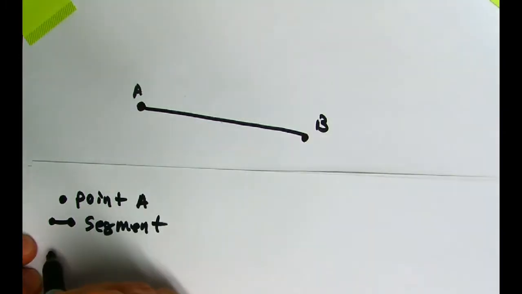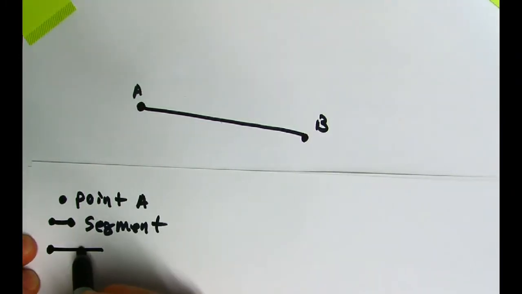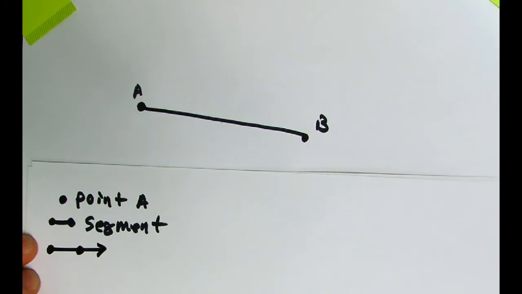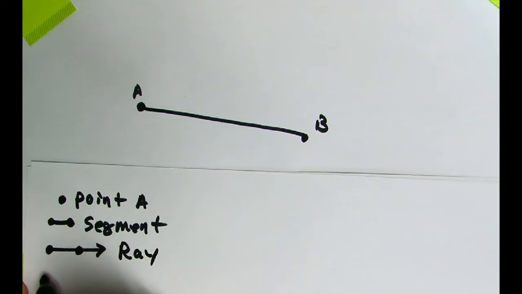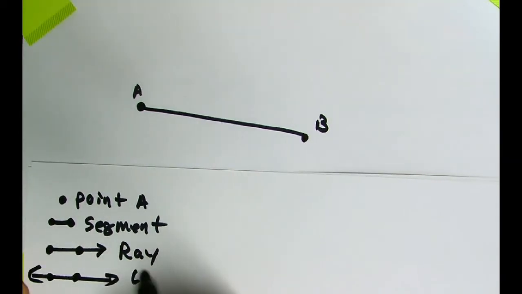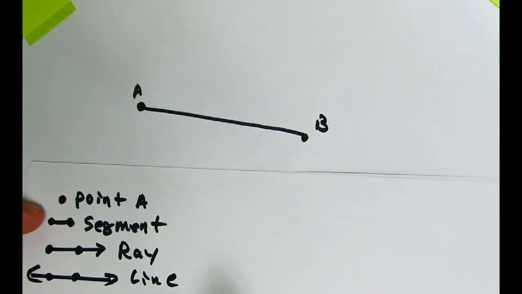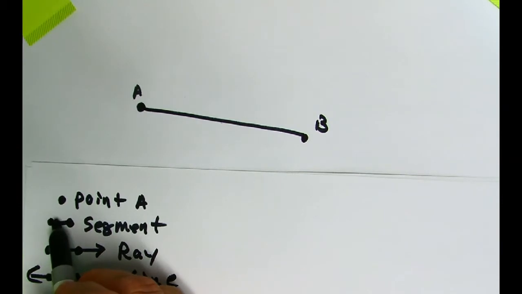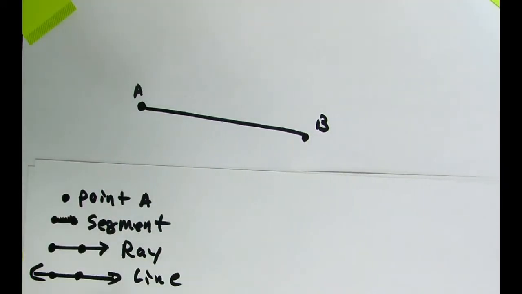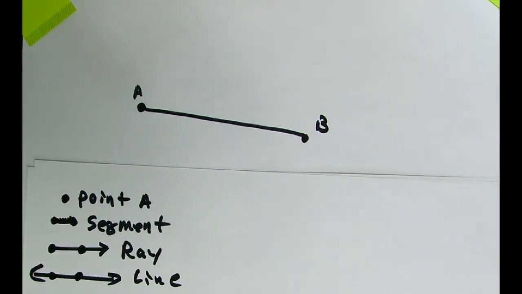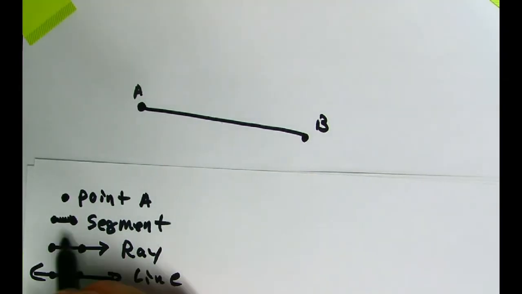Now, if I were to extend that through the point, I would come up with a ray. And if I extend it in both directions, I come up with a line. But all of these are just variations on a theme. They are all just a point by a point by a point, strung together, either from one place to another or all the way to infinity.